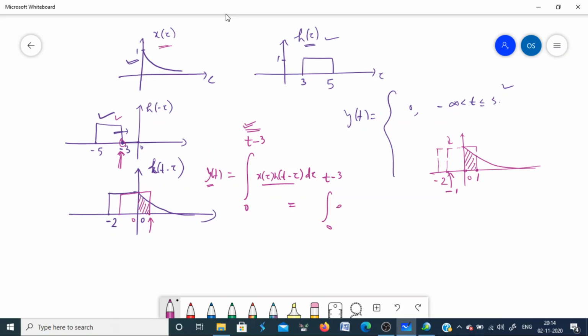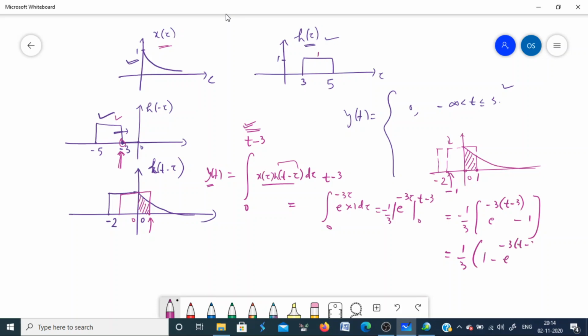Now x(tau) is e raised to power minus 3 tau, and h(tau) in this case is 1. Okay, so if you integrate it, you will get minus 1 by 3 e raised to power minus 3 tau, limits from 0 to t minus 3. So you'll get minus 1 by 3 e raised to power minus 3, t minus 3, minus 1. So you can take it as 1 by 3, 1 minus e raised to power minus 3 (t minus 3). So this is the same as we got in the previous case.